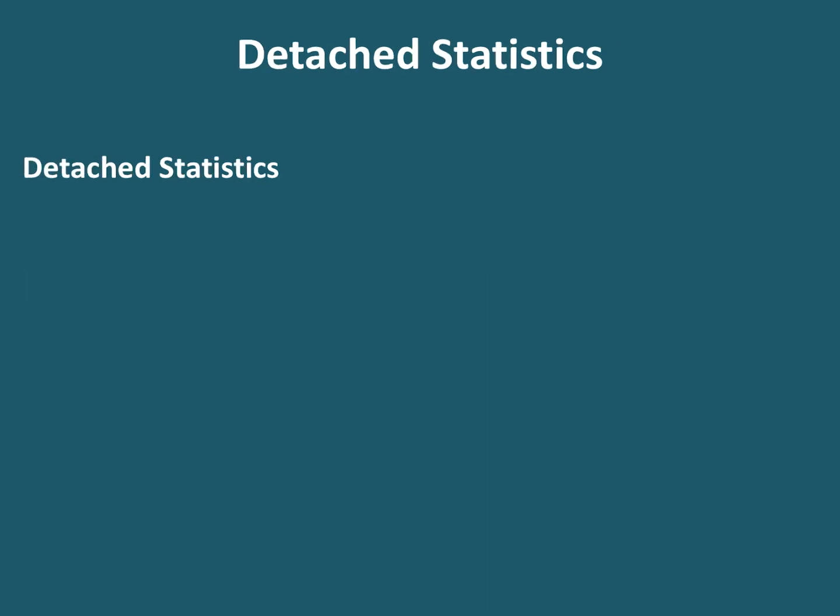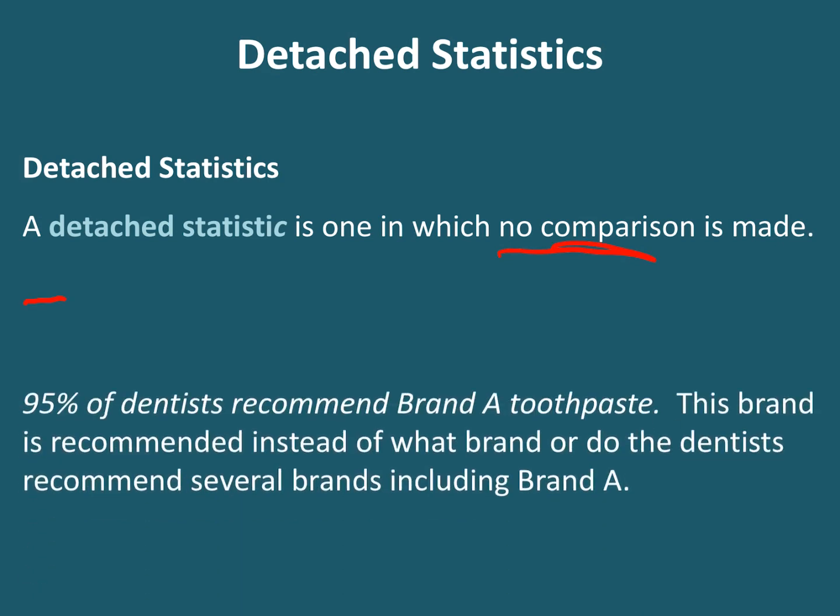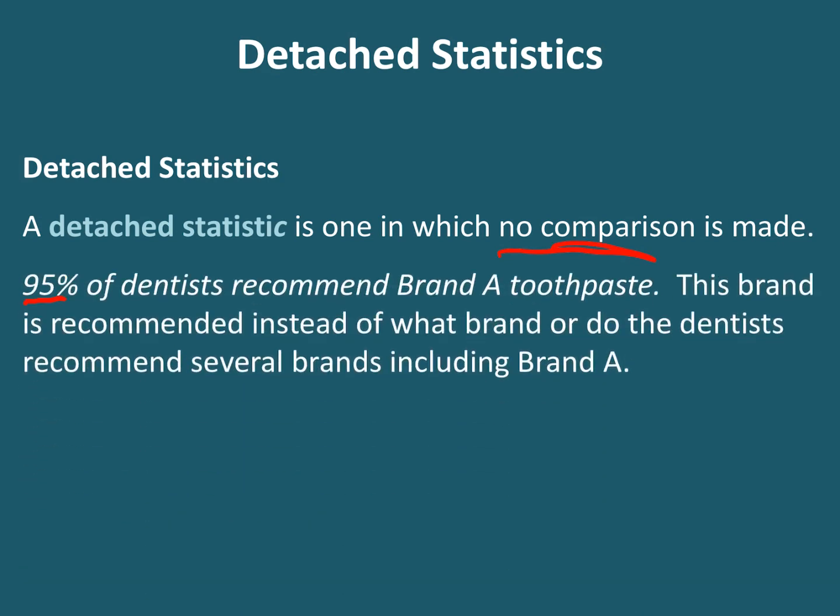Another very important thing to watch out for are what are known as detached statistics. A detached statistic is one in which no comparison is made. As an example, let's say that 95% of dentists recommend brand A toothpaste. So let me go ahead and circle that statement. I'll read that again. So let's say you saw a statistic that said that 95% of dentists recommend brand A toothpaste.